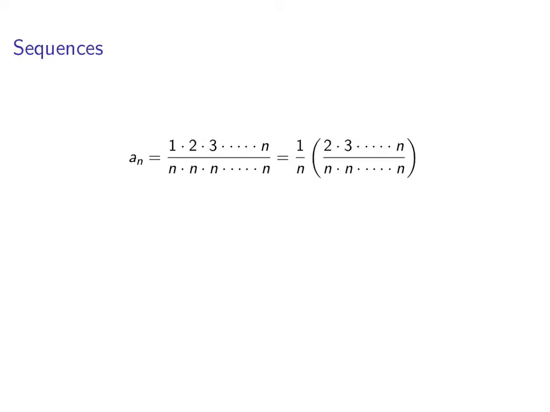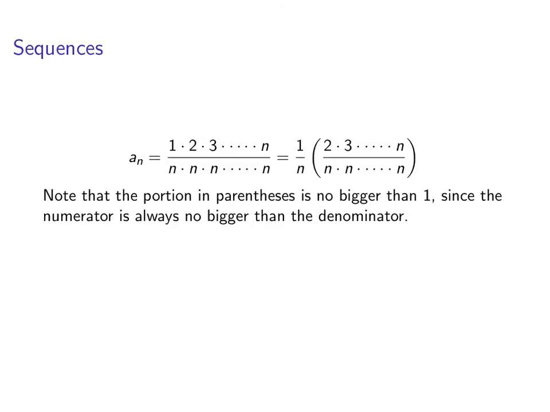Now here's the trick. I'm going to pull out one of the 1 over n's, and everything else is going to stay the same. So this is just a regrouping. Now if you look at the portion that's in the parentheses, it's always no bigger than 1, because the corresponding terms in the numerator are always no bigger than the ones in the denominator.